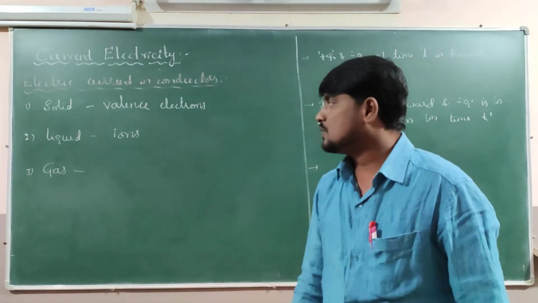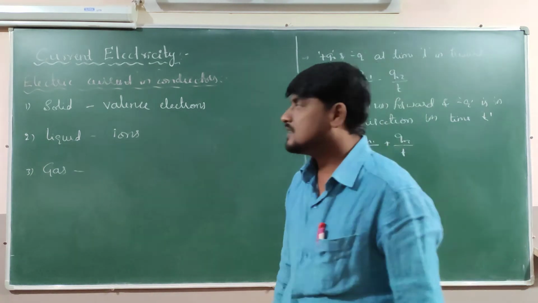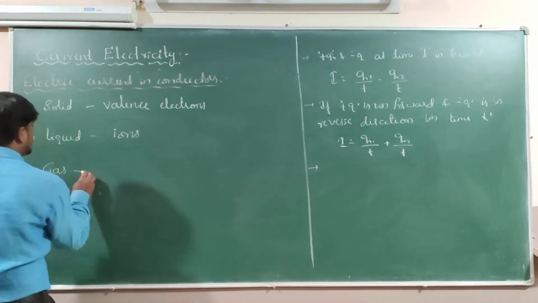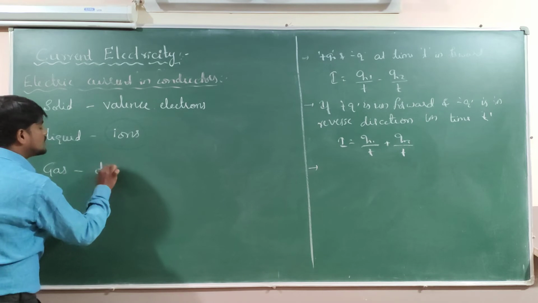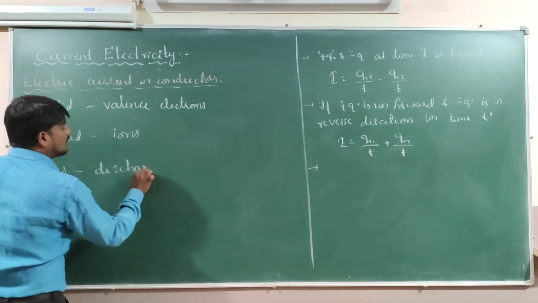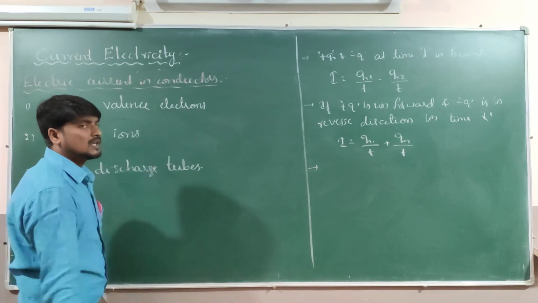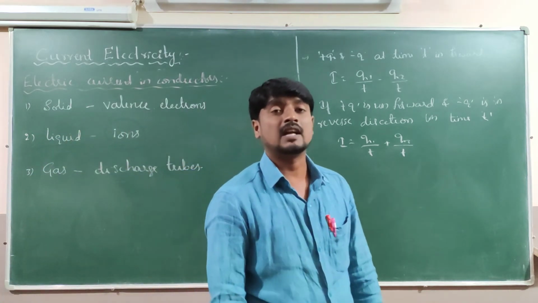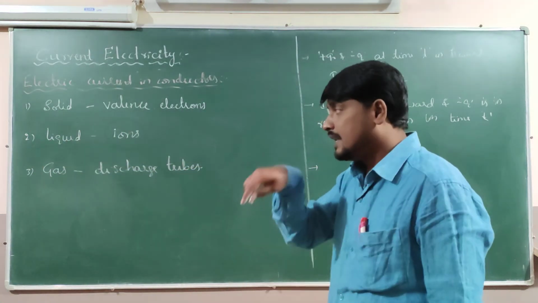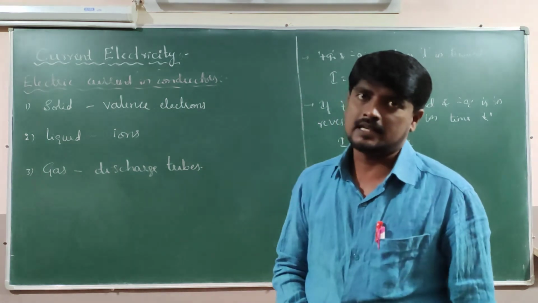And let's proceed to the gaseous state. If the conductors are in gaseous state, then discharge tubes, they are called discharge tubes. Discharge tubes are responsible for the conduction of electricity in case of gaseous conductors.